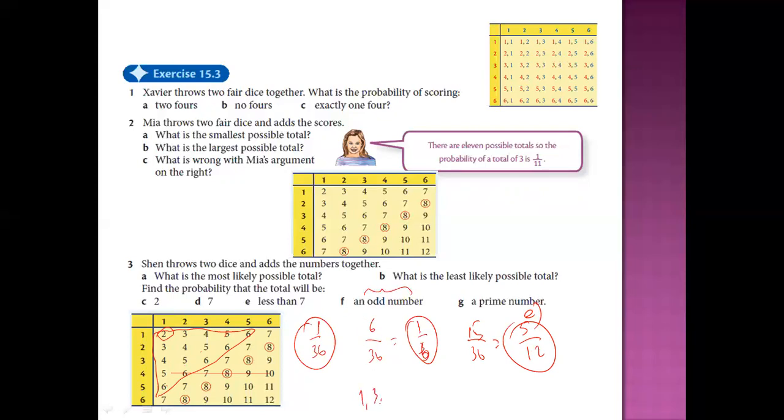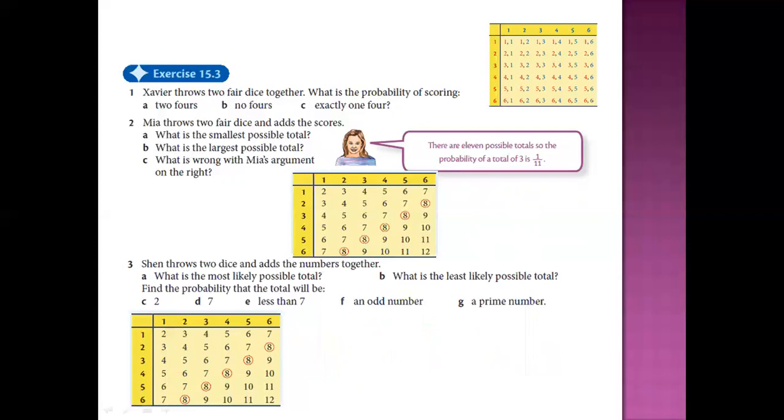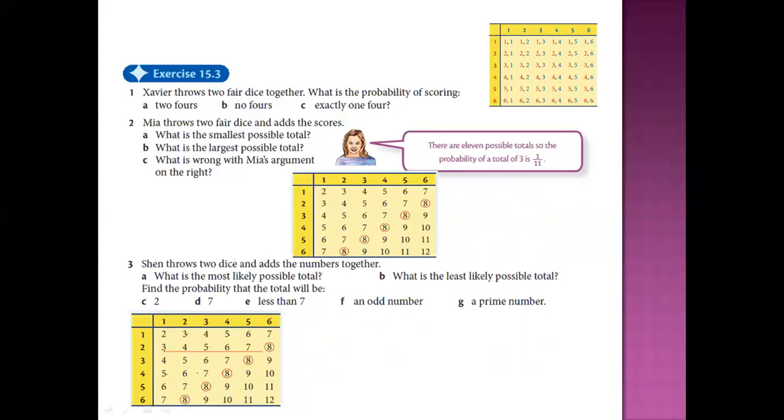Odd numbers are 1, 3, 5, 7, and 9, and so on. You'll take the odd numbers from here, counting them up to 18 over 36. It means 1 over 2.